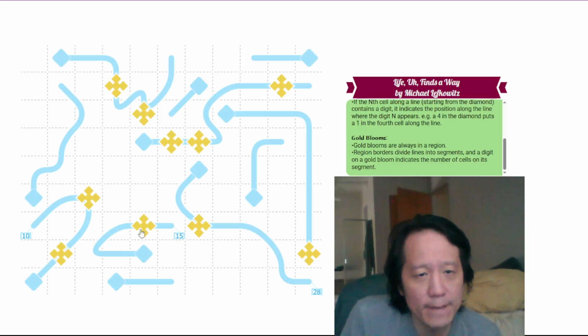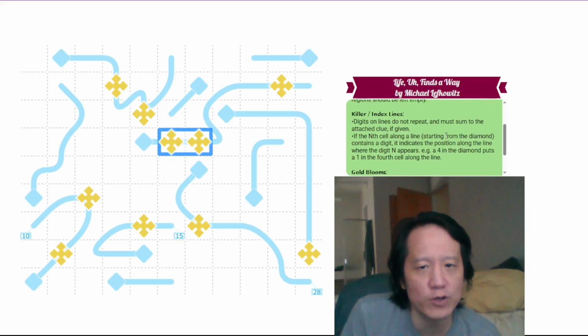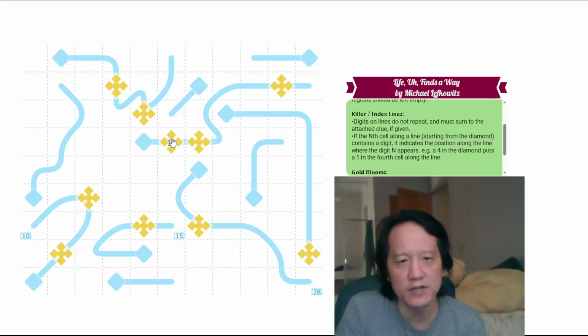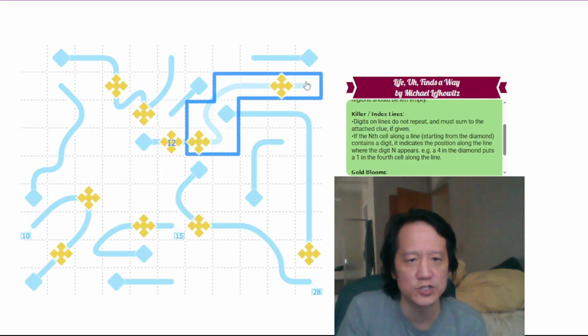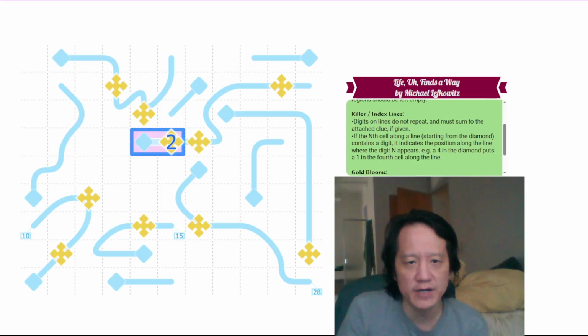Okay. So, blooms are always in regions. We also know you do not have repeats on a line. So these have to be different regions. So this must be a size segment of 1 or 2. If it's 1, there's no way it's adding up to the rest of the digits. So this must be 2. So this has to be a region by itself.